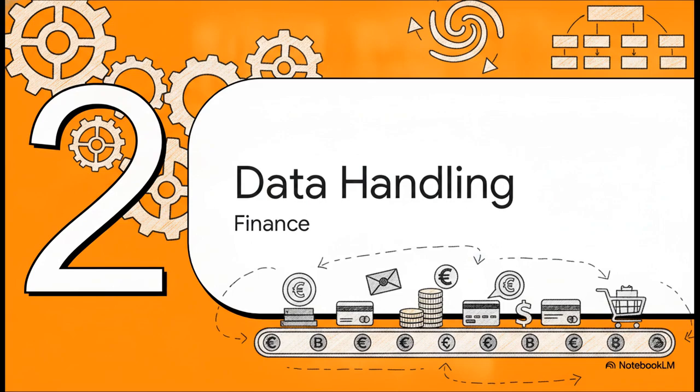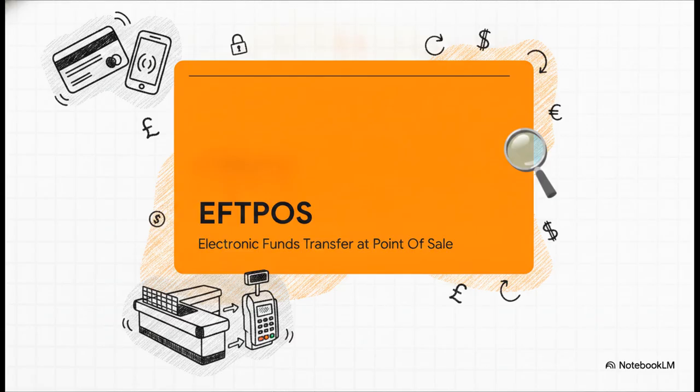Moving right along to Section 2, Data Handling and Finance. This is where examiners really want to test your understanding of exactly how money and goods are processed digitally. So, the absolute must-know concept here is EFTPOS. That stands for Electronic Funds Transfer at Point of Sale. It's basically the digital backbone of modern retail. It securely moves money from your bank account to the supermarket the very second you tap your card. Honestly, usually before you've even had time to realize how much you just spent on snacks.